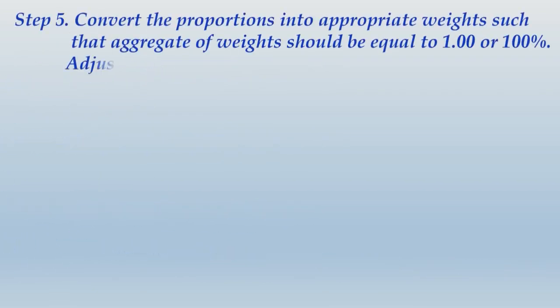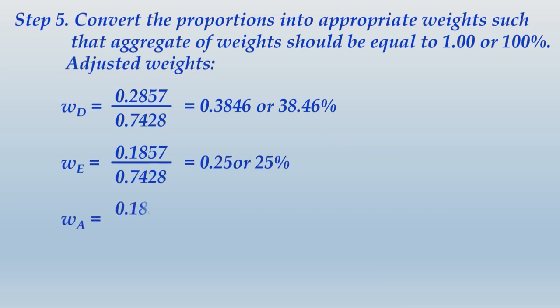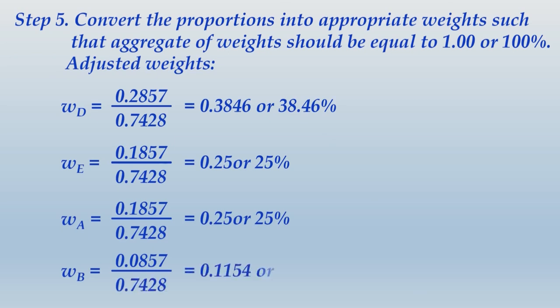So let us make that calculation of adjusted weights. What we simply do is, the weight we got in the earlier step divided by that aggregate weight, that is 0.7428, and what you get is the adjusted weight for stock D. And likewise, you make the calculation for stock E, then stock A, and lastly, the last one, that is stock B. So quickly take note of this, and that will be the end of the solution.